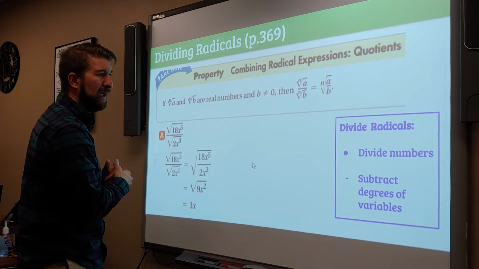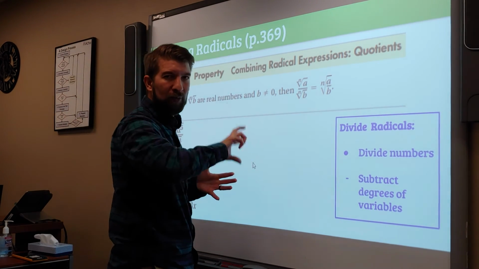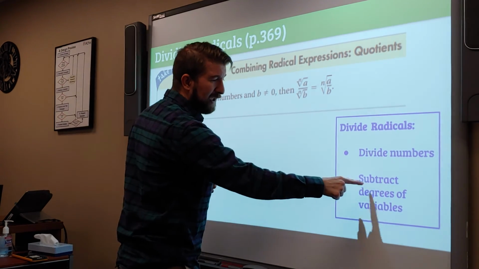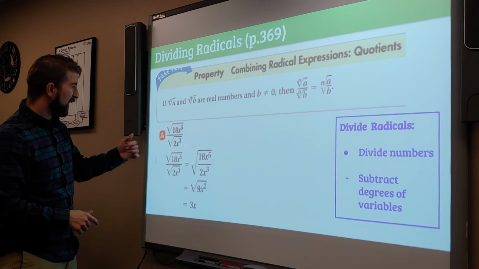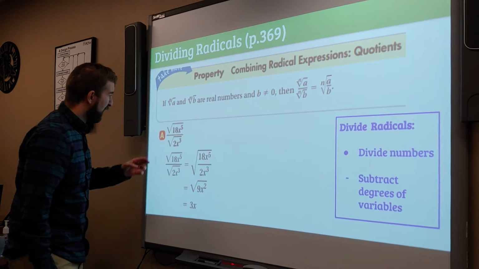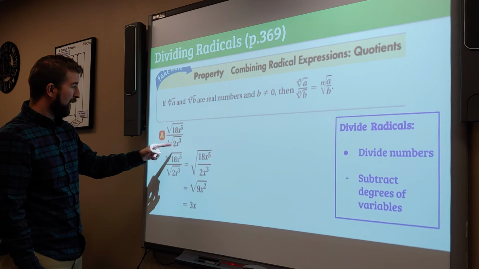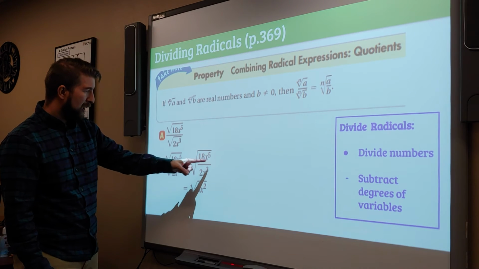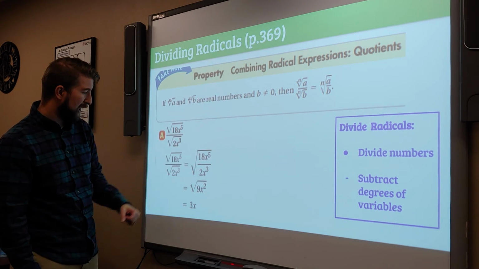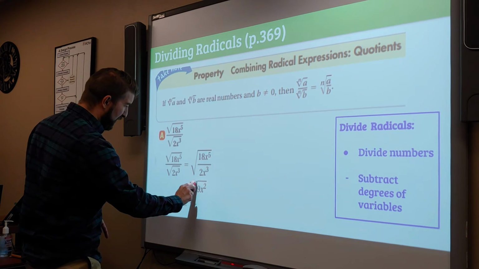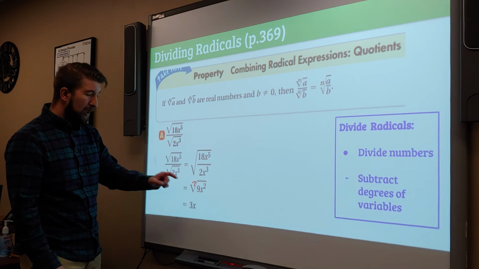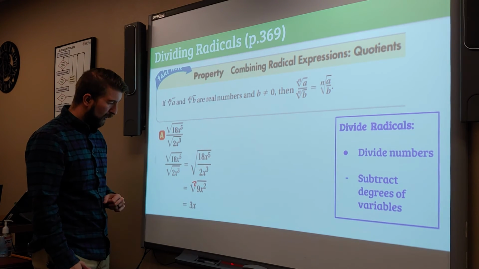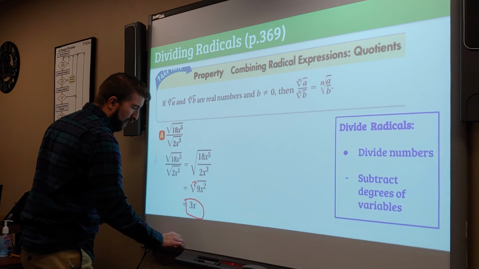So when it comes to dividing, it's basically the same steps except opposite. Instead of multiplying numbers, you're going to divide numbers, and instead of adding degrees, you're going to subtract them. So looking at this example, we have 18x to the 5th divided by 2x to the 3rd. So I'm just going to divide 18 and 2. That gives me 9. I'm going to subtract x to the 5th and x to the 3rd. It gives me x squared. And then I simplify, and remember this is my little invisible 2. Square root of 9 is 3. And x squared, when you square it, becomes 3x. That would be your answer.